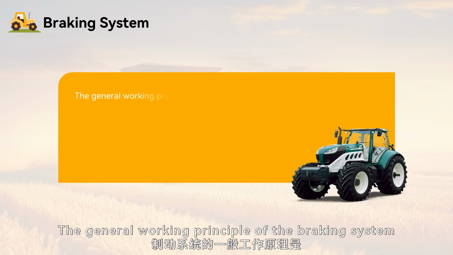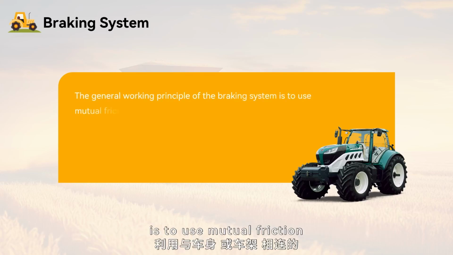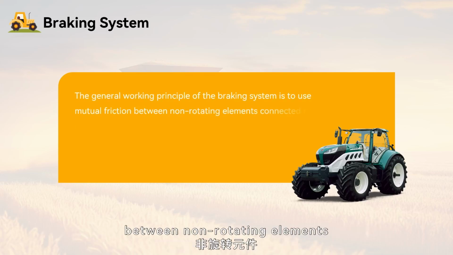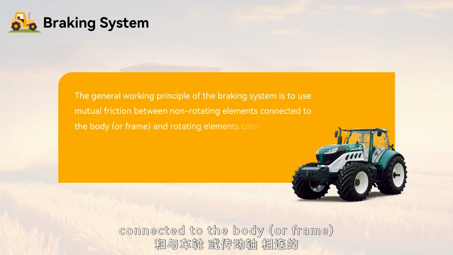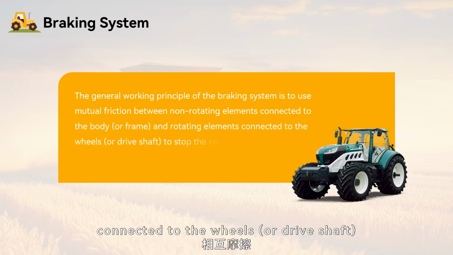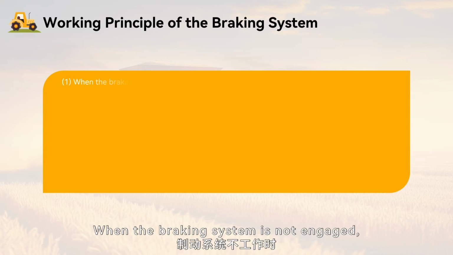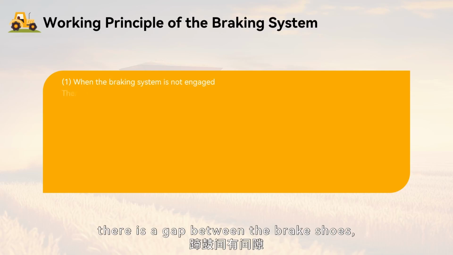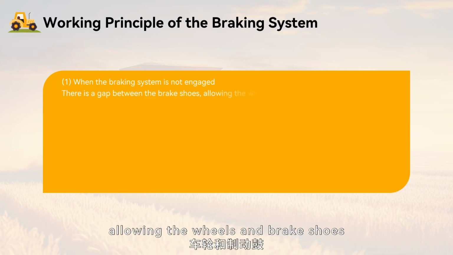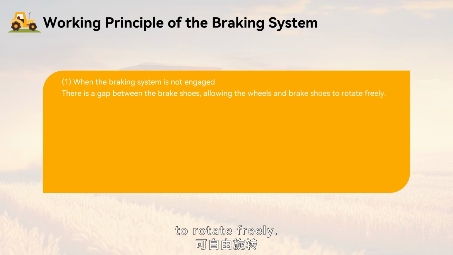The general working principle of the braking system is to use mutual friction between non-rotating elements connected to the body or frame and rotating elements connected to the wheels or drive shaft to stop the rotation or tendency to rotate of the wheels. When the braking system is not engaged, there is a gap between the brake shoes, allowing the wheels and brake shoes to rotate freely.